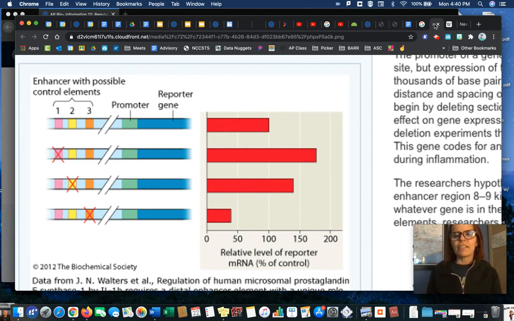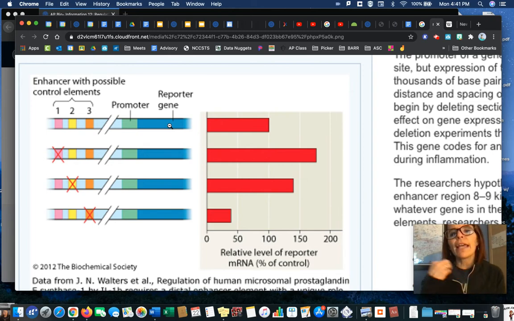In this experiment, scientists are trying to figure out which are the control elements that control this particular gene that we're going to call the reporter gene. Don't ask, it's not important why it's called that. I'll tell you just really quickly. It's called the reporter gene because it's easy to measure how much mRNA this particular gene produces. So it's easy to measure the amount of mRNA. So it's called a reporter.